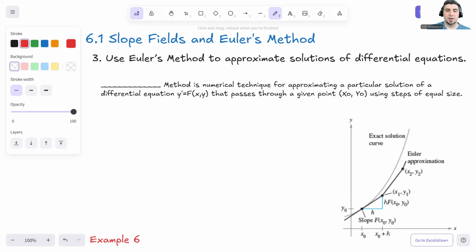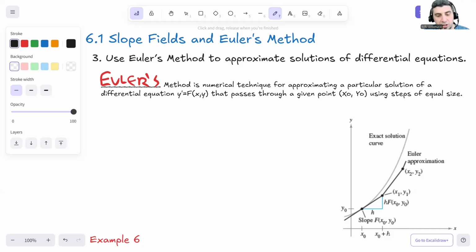We're actually going to talk about Euler's method here, and this is another method to approximate solutions of differential equations. So Euler's method is a numerical technique for approximating a particular solution of a differential equation, y prime equals f of x comma y. All that notation means is that the derivative is a function of both x and y that passes through a given point x naught, y naught using steps of equal size. So we'll talk about what all that means. We have a graphical representation here, and we'll get to that in a second.